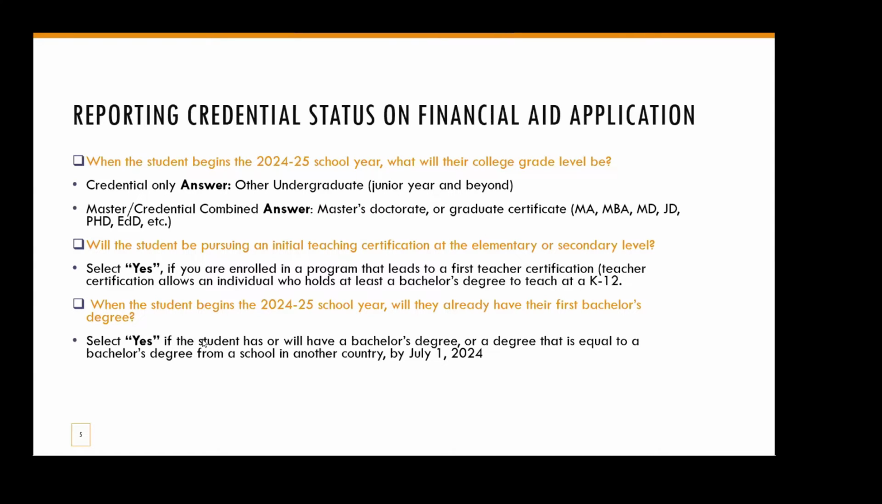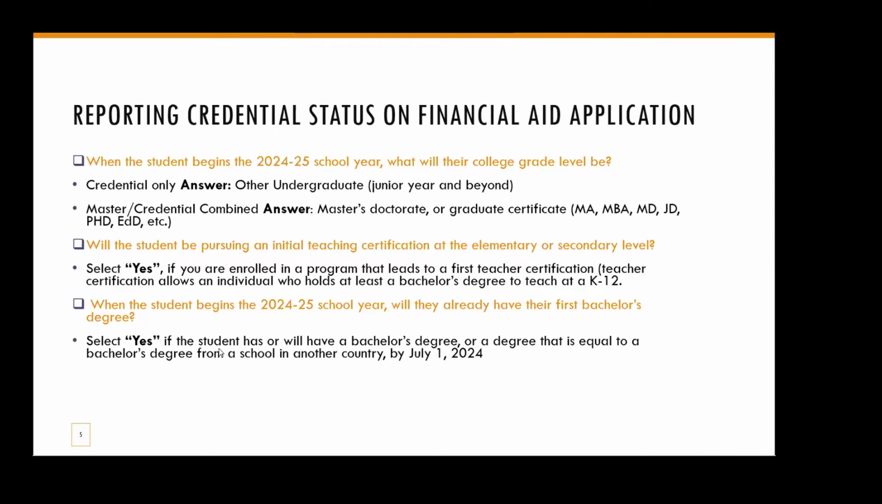And then finally, this is another question that you will see that might also be confusing. If you are a student enrolled in the combined master's credential, or a student completing just the credential, you will see the question: when the student begins the following year, which is 24-25, will they already have their first bachelor's degree? The majority of you will have already graduated with a bachelor's degree. If you are pursuing a credential or a master's, that means you already completed your bachelor's. So you would be selecting yes.